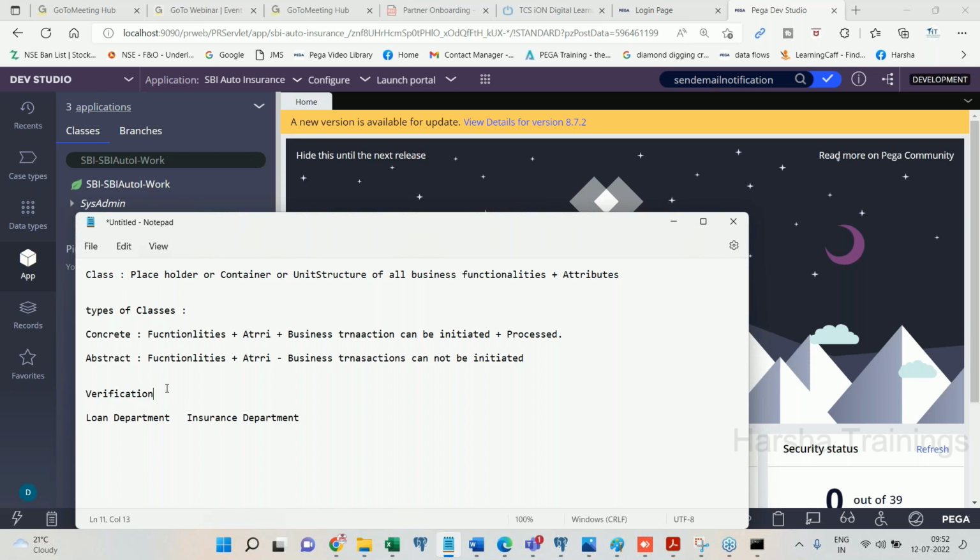Finance department can also be commonly accessed for loan as well as insurance. But one thing is, verification and finance department should not have any authority to initialize your business transactions. This is the meaning of abstract. Abstract classes are the ones where you have the business functionalities that can be commonly utilized, but the classes should not have any authorization to initialize the business transactions.